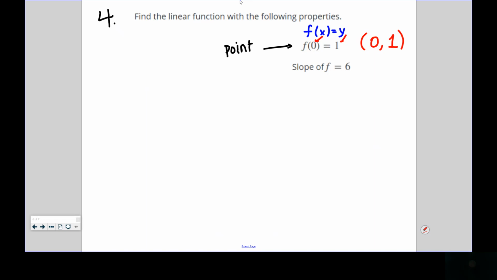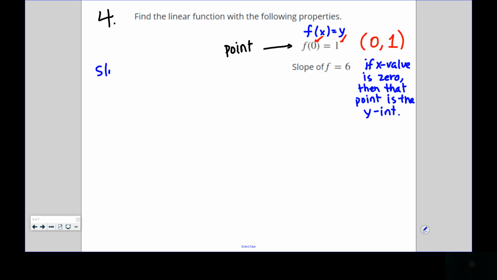And this is a special point. Anytime the x value is 0, that's the y-intercept. So if the x value is 0, then that point is the y-intercept. So they're telling you the y-intercept here. They're telling you the y-intercept is 1. So not only is it a point, it is a special point because it's the y-intercept.